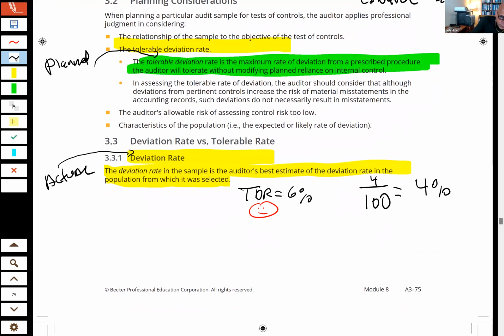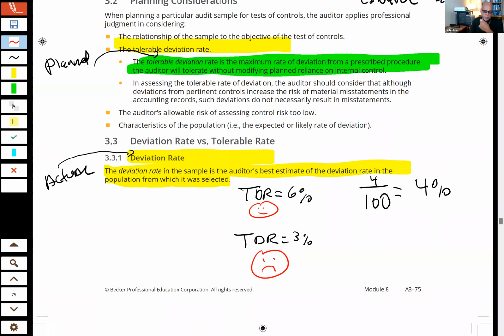Now, if the tolerable deviation rate had been, say, 3%. Now what? And I pull the sample and I find 4 time cards that aren't signed. Now what? Not a happy auditor unless this auditor has a fetish for substantive testing, because what I'm going to have to do now, I'm saying the control does not have operating effectiveness. I'm going to assess the control risk higher, maybe at the maximum. Now I have to lower my detection risk. So now what? Nature, extent, timing of my substantive procedures.